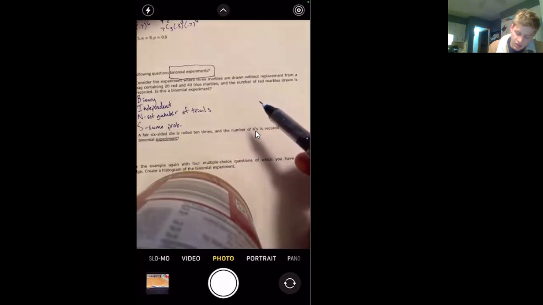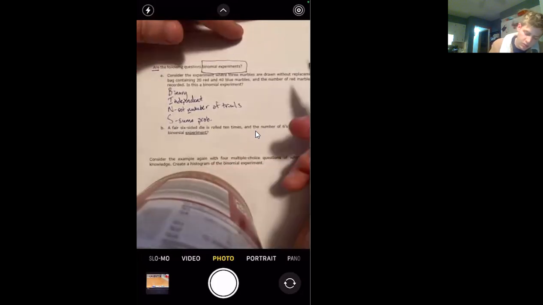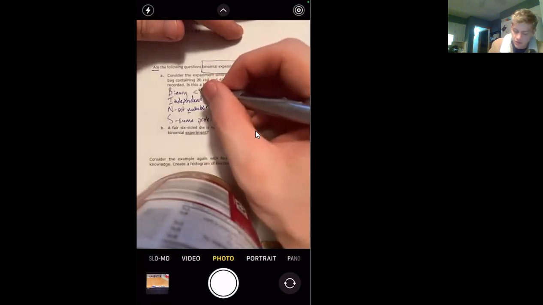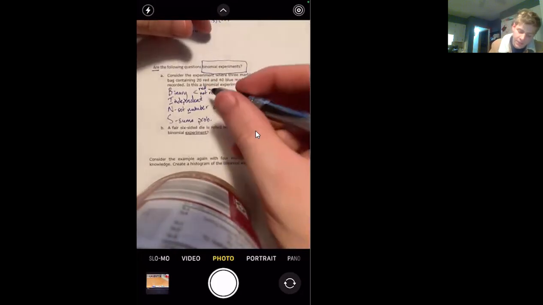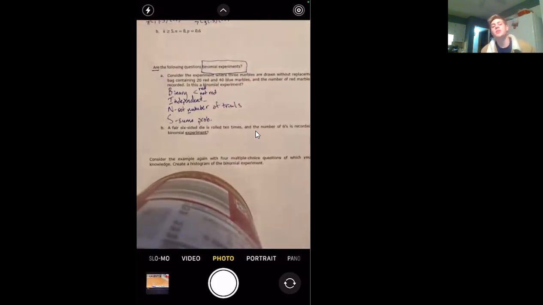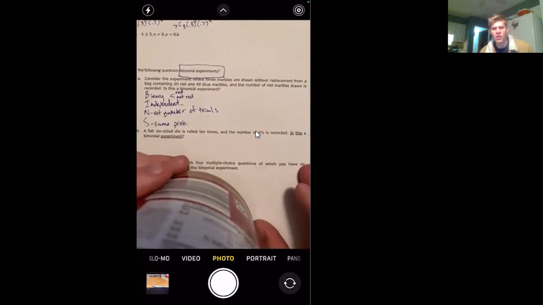Is this a binomial experiment? So we are looking at binary right here. It's red, and then you got not red. So that is success, that is failure. And then independent means that the previous outcome did not affect the outcome that we are drawing from now.